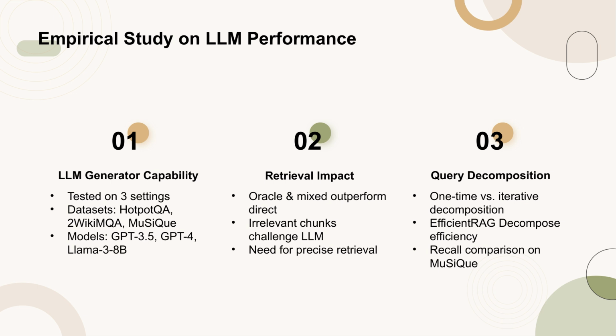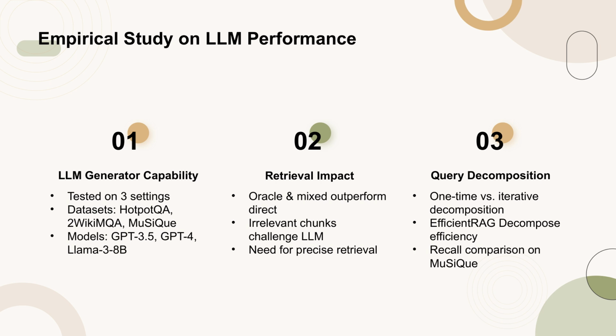In this empirical study, the capability of LLM-based generators was assessed across 3 settings: direct prompt, oracle chunks, and mixed chunks. The datasets used for testing included HotpotQA, 2WikiMQA, and Musique, with models such as GPT 3.5, GPT 4, and Llama 3-8b. The study found that retrieval settings, both oracle and mixed, generally outperformed direct answering.